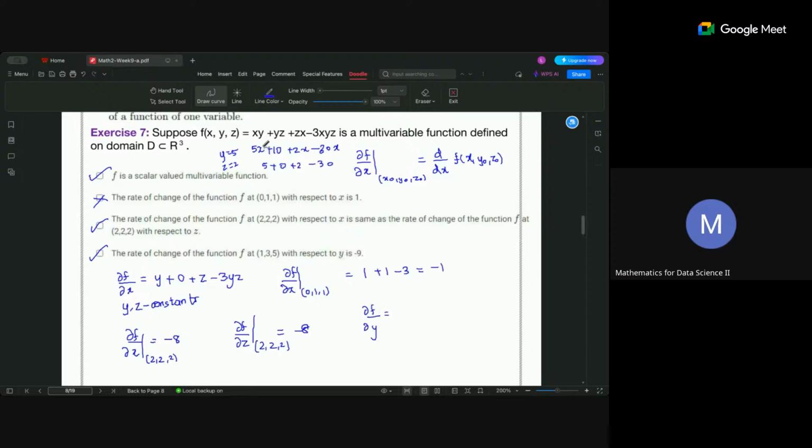What is ∂f/∂y? x plus z, plus x minus z, 3x, plus 3xz, minus 3xz, minus 3x. Okay. Same way, what is ∂f/∂z? 0 plus y, plus y, x, minus 3xy. Okay, good.